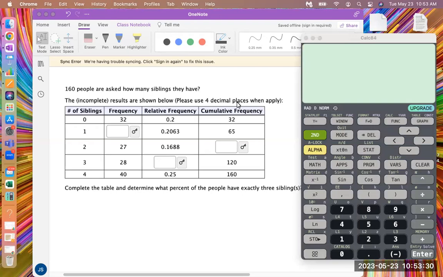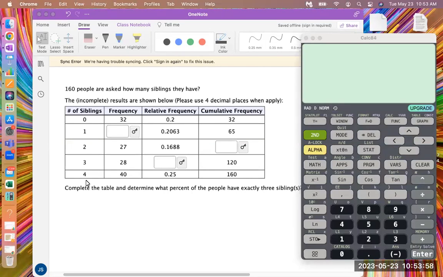160 people are asked how many siblings they have. The incomplete results are shown below. So they went off and they surveyed people, and this is the frequency table. It shows there were 32 people that answered they have 0 siblings, 27 people that said they had 2 siblings, 28 that said they had 3 siblings, and 40 that said they have 4 siblings.